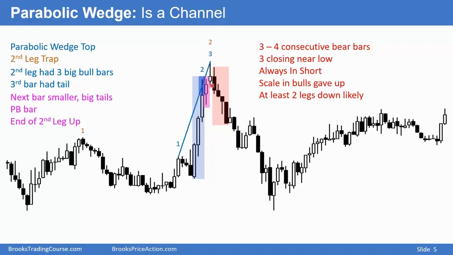You can take the short below that bull bar or below that bear bar, or wait until you see 3 or 4 consecutive bear bars, and then either sell the close of this bar or sell the close of that bar. At that point, the probability of making a profit is greater. If you take this later short, your stop is still up here, and you're expecting at least a small second leg down. This represents the market flipping to always in short. The bulls are giving up. They understand that this is a bull trap and that the market is probably going to trade down.